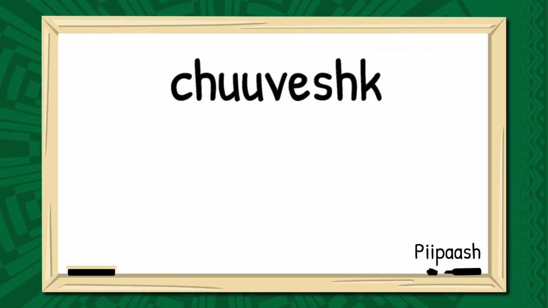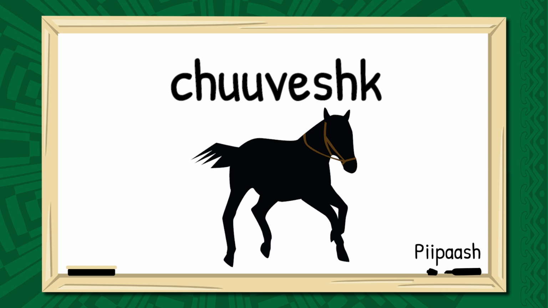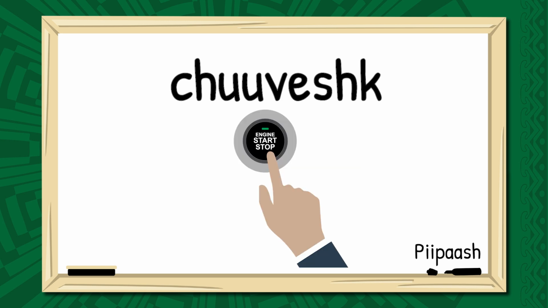I've noticed that all your examples so far are nouns. Are there any Piipaash verbs that have changed or expanded in meaning? Yes, changes in meaning happen with verbs too. The Piipaash verb chuveshk means to make something run, in the literal sense, like a horse. Now this word also means to turn on, start up, or activate a motor or some type of machinery.